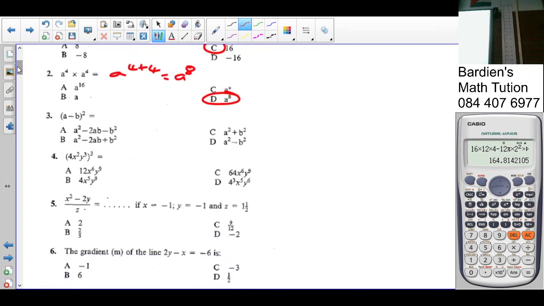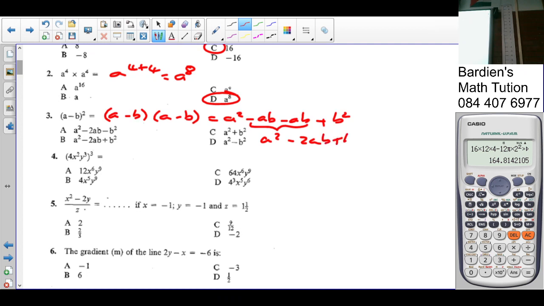There's a binomial squared, so we write this out twice. It's (a minus b) times (a minus b), which is a squared minus ab minus ab plus b squared, which is a squared minus 2ab plus b squared. Which makes the answer B. You all agree with that? Many people square the first term and the last term, and get a squared minus b squared, or even a squared plus b squared. But that is not correct. Or even C in that case.